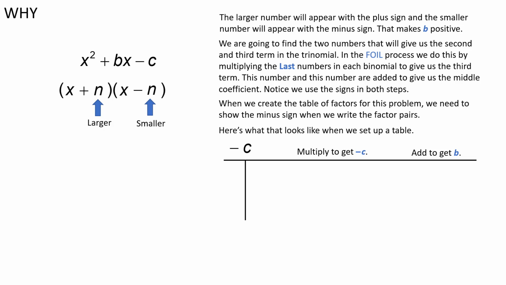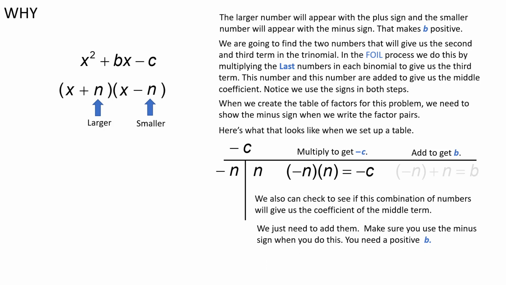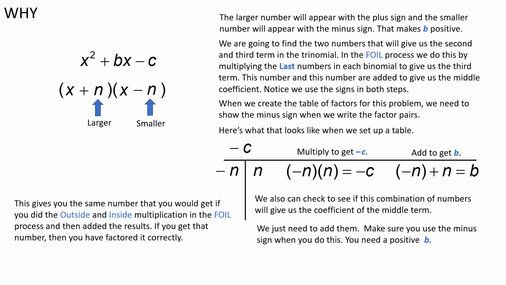We want to get a negative c result, so we're going to multiply our two factors to get the negative c and add them to get b, the coefficient of the middle term. So a negative number times a positive number will give us a negative result. And we can also check to see if this combination of numbers will give us the coefficient of the middle term. We just need to add them. Make sure you use the minus sign when you do this. You need to get a positive b. This gives you the same number that you get if you did the outside and the inside multiplication in the FOIL process and then added the results. If you get that number, then you factored it correctly.